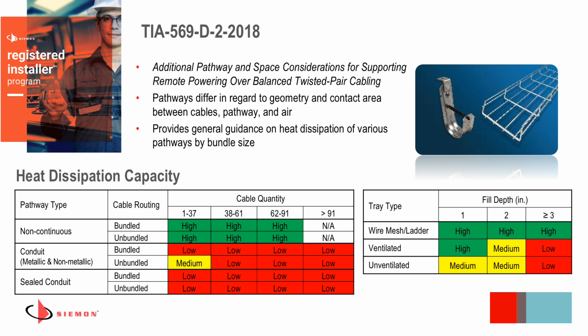A standard conduit is slightly better, but a non-continuous pathway, whether it be J-hooks, does a really good job of dissipating heat because they're so open and the bundle sizes can't be that large. When you look at ladder trays, obviously a wire mesh basket tray type of system is best. A ventilated solid tray is slightly worse, and an unventilated tray is about as bad as you're going to get for an open kind of cabling system. So think J-hooks, think open basket trays if you have the opportunity to specify your pathways when you're considering the implications for remote powering.